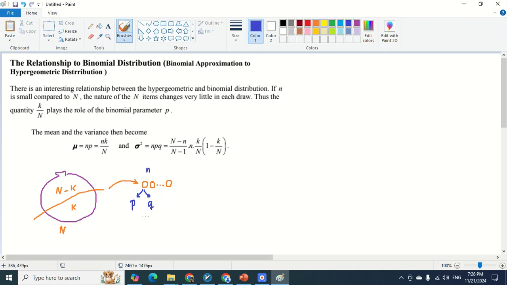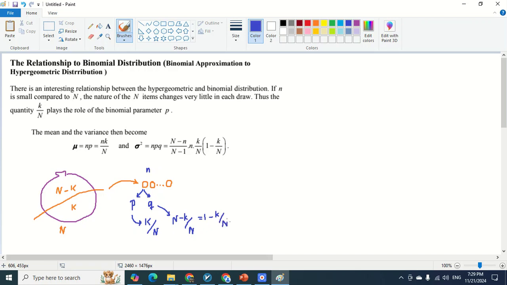And if replacement is allowed, as I said, the probability p is given by k over N, because we have k favorable objects out of the capital N, and the value of q can be evaluated by 1 minus p, or N minus k over the capital N. Of course this one is the same as 1 minus p as well, so you can write it as 1 minus k over capital N.